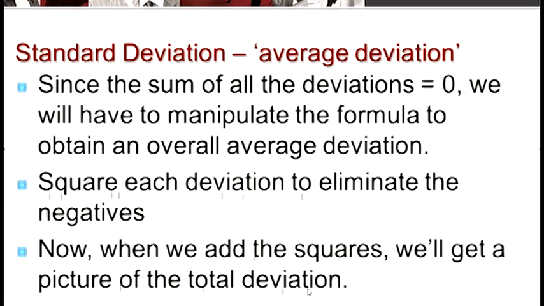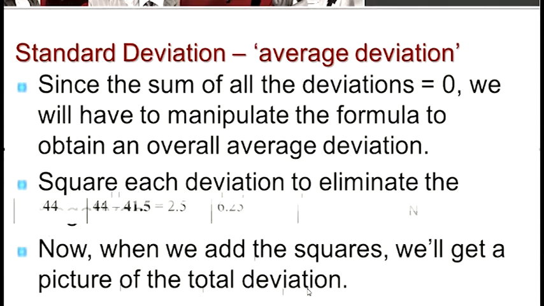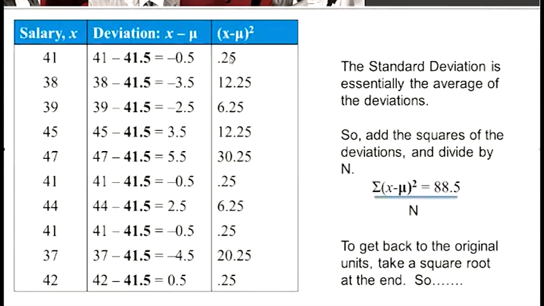It's bigger than it would have been because you squared everything, but we'll take care of that in a few minutes. So back to our chart. If I find all my deviations and square each one, see how my negative deviations turned positive and my positive deviations stayed positive? So now if I add them all together, I'll get a pretty big number. In this case, the sum of all my x minus the mean squareds is 88.5.